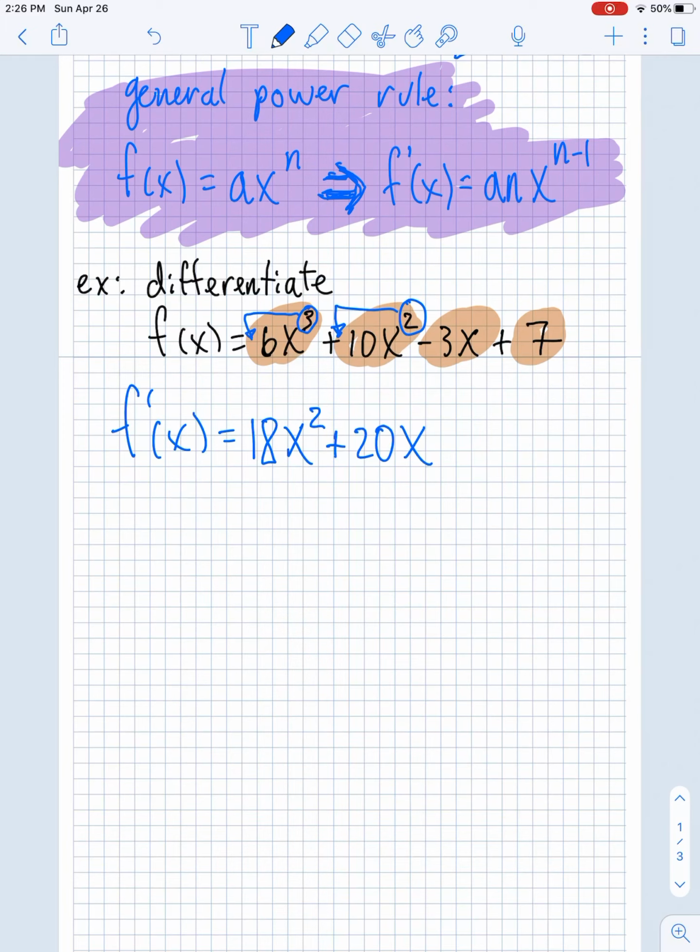Now this one right here is interesting, because this is a power of 1, and if you were to take the power of 1 and bring it out in front and multiply, it doesn't really change it. But then when you drop the 1 down by a power, it drops down to the 0 power, and something to the 0 power is not 0, it's just 1. So this becomes negative 3.